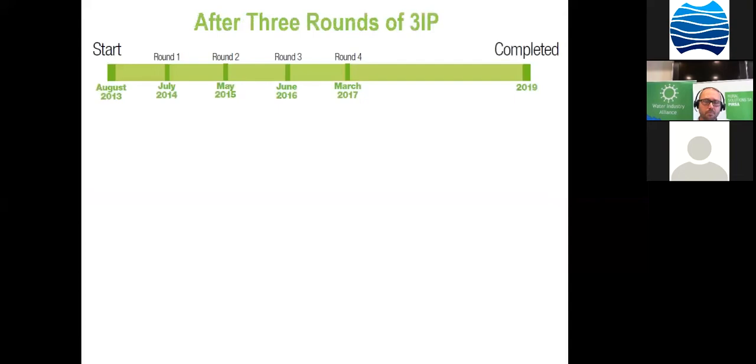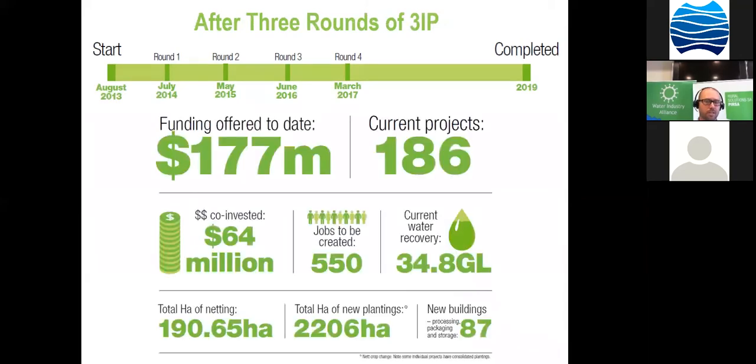So moving on, we've made some pretty good progress throughout time with our rounds. As you can see, pretty much on an annual basis, we've had a round available, and rounds one, two, and three ultimately has resulted in the figures that you now see on screen. We've offered around $177 million out to 186 projects, with some significant co-investment and jobs creation, which has resulted for us in about 87.5% of our water return target having been met. So we're just under 35 gigalitres of water on offer to the program, returning to the environment out of our total 40 gig.